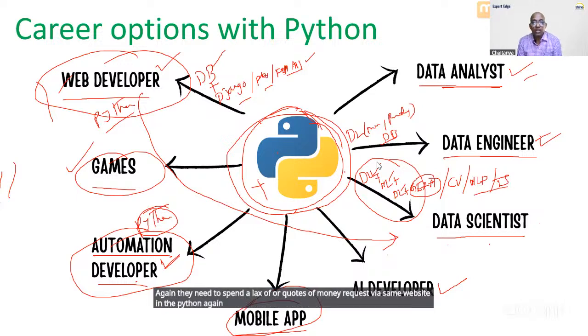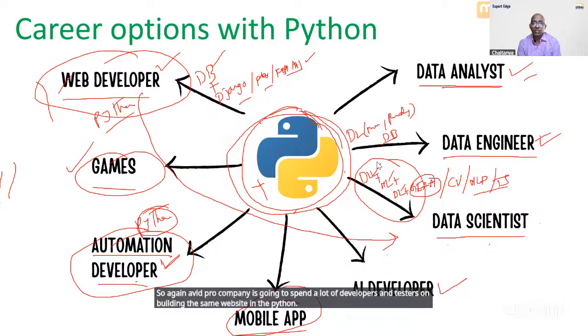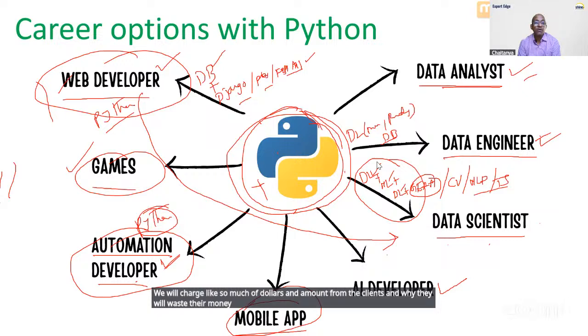Because they have to consult a service-based company like Infosys, TCS, Wipro, etc. The requirement is, hey, I'm already running my website in Java. I want to build the same website in Python. It is just a one programming language change. So again, a company like Wipro is going to spend a lot of developers and testers on building the same website in Python. They will charge so many dollars from the clients. And why would they waste money just changing the website from Java to Python? Is there any meaning to it?